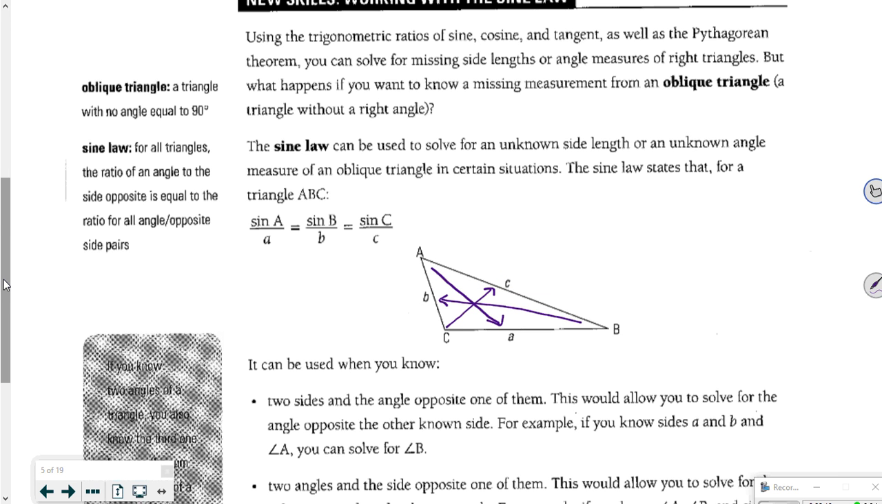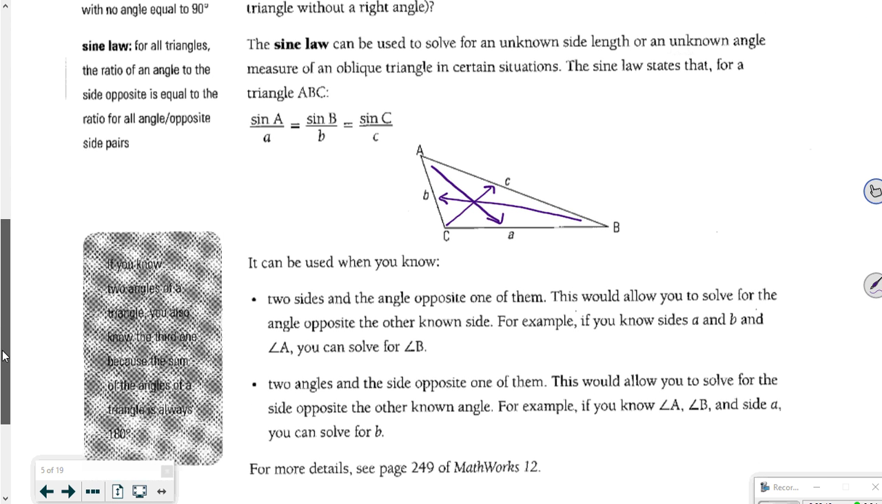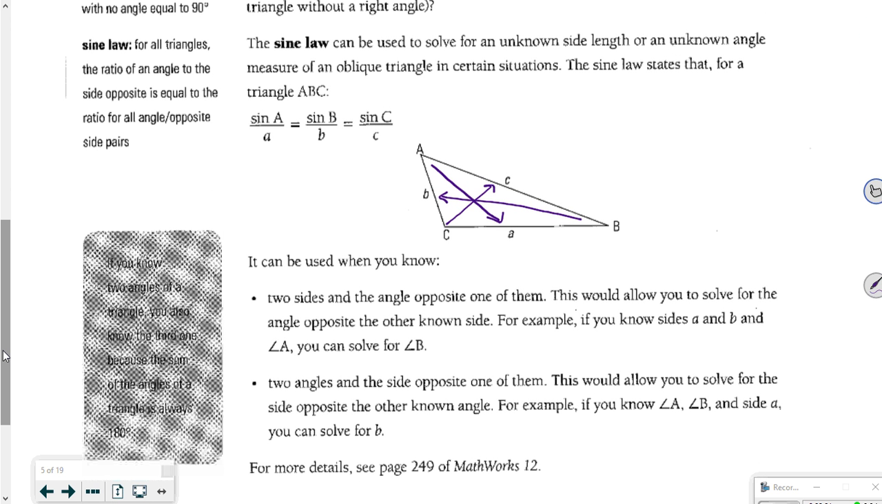We can use the sine law if we know two sides and the angle opposite one of them. This would allow you to solve for the angle opposite the other known side. So basically, we have to have an angle and a side pair where we know both things, and an angle and a side pair where we know one of the two. So two sides and the angle opposite one of them, or two angles and the side opposite one of them. These are the only two cases where we can use our sine law.